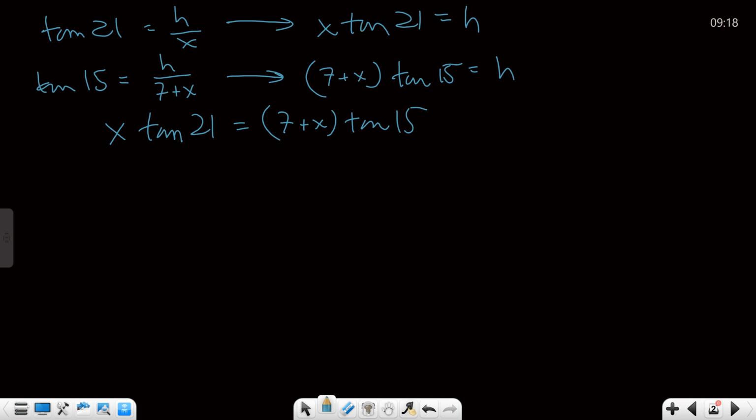Did you divide by x? No. Can you divide by 7 plus x? Algebraically speaking, yes, you could divide by 7 plus x, but it's going to make matters worse. You multiply 7 plus x by the tangent of 15. Good. Also known as? Yes, distribute. X times the tangent of 21 is equal to 7 times the tangent of 15 plus x times the tangent of 15.